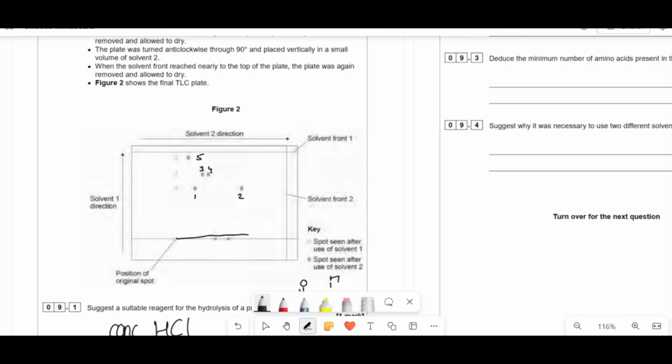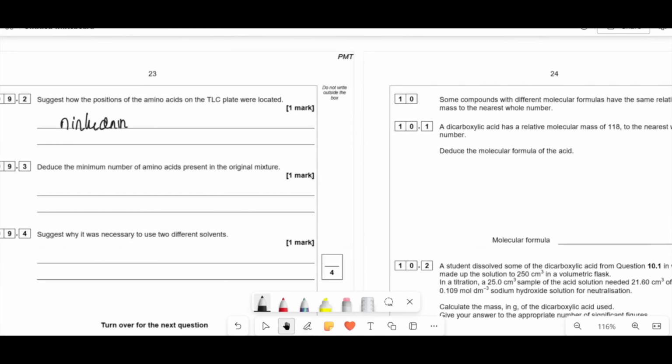But then this one, remember, these didn't actually move upwards in the first solvent. They must not have been very soluble in the first one. So in the second one, they started to become soluble and move that way, which is where you get 6 and 7. So the answer is 7. It's devious, but you've got to think about it step by step like that.